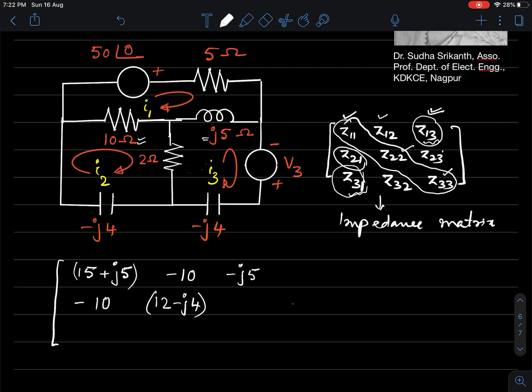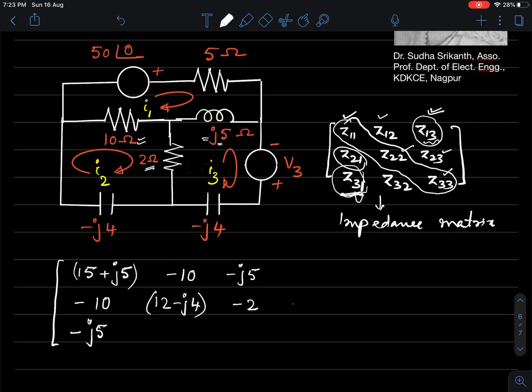Z23, the second row and the third element, means what is common between the second and the third mesh. It is this 2 ohm that is common between the second and the third mesh. You just have to identify the common branch between the second and the third, and take it with a negative sign. This is minus 2. Alright, now we go to the third row. Third row is Z31, the impedance that is common between the third and the first mesh, with a negative sign. Third and the first is this j5 branch. So minus j5.